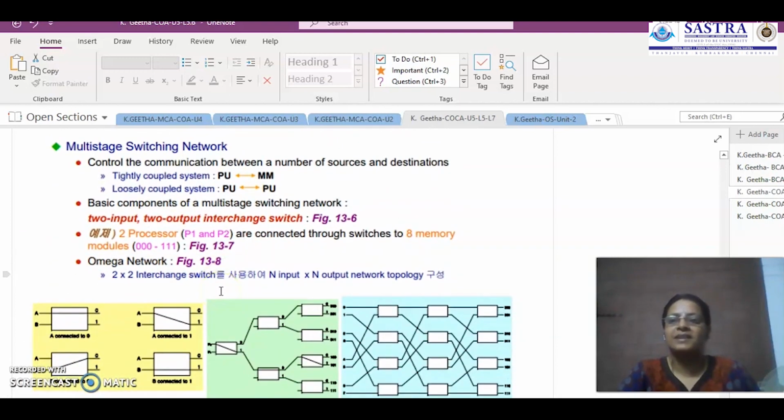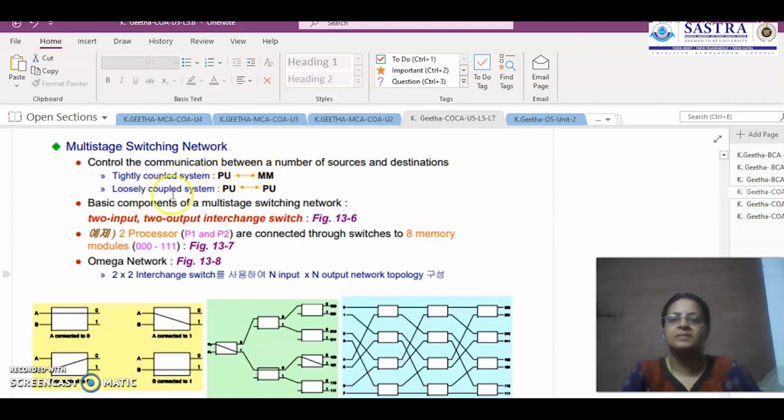And coming to this multi-stage switching network, we have two types of systems, as we have already discussed. One is called tightly coupled, another one is loosely coupled. The name tightly coupled refers to the memory being made common. So all the processing elements, processing units, will have a common memory, and this memory will be shared together, and so only it is called tightly coupled.